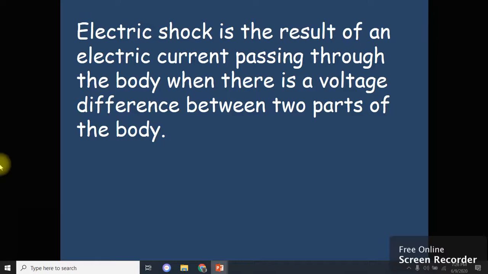Electric shock is the result of an electric current passing through the body when there is a voltage difference between the two parts of the body.